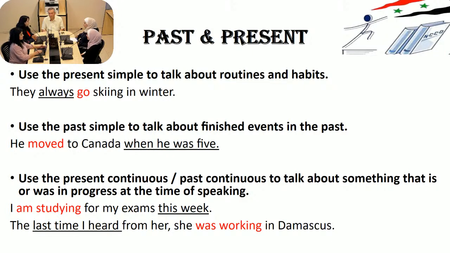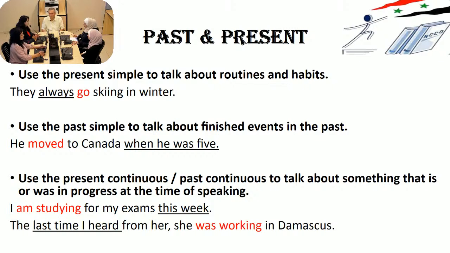Use the past simple to talk about finished events in the past. So it has to be finished. We need words like in the past, ago, in 2000, when he was 5. There should be a time reference to use the simple past, like he moved to Canada when he was 5. So it's over, it's finished, so we use the simple past. The simple past is the second form of the verb.